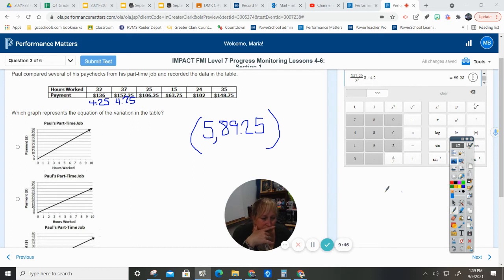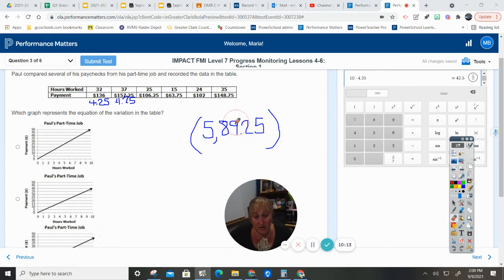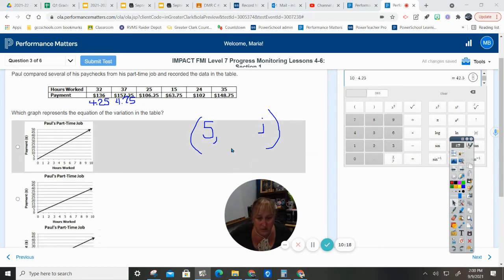And then I'm going to choose 10 hours, and I'm choosing those numbers just because they're easy to multiply. So I'm going to do 10 times 4.25. I need to clear. 10 times 4.25 is 42.50. So something's wrong with this one. So how did I know that? Because that didn't make sense. 10 hours is 42.50.